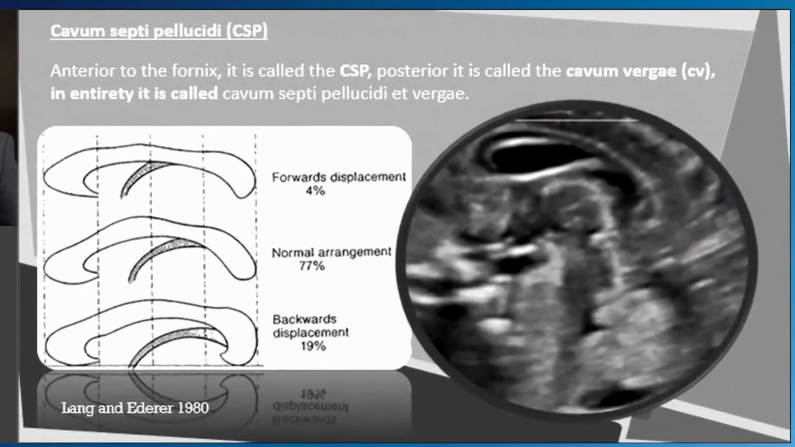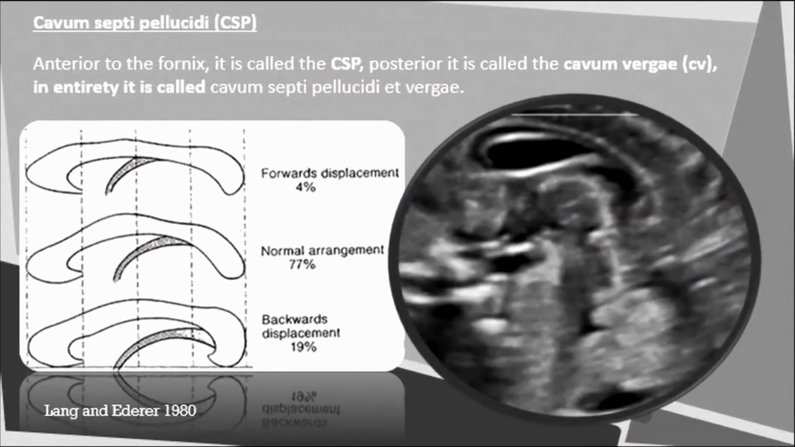What we can see, however, is that the fornix and the body of the fornix is going to divide the cavum septae pellucidi into the anterior portion, and then the posterior portion is the cavum vergae. In its entirety, the structure is called cavum septae pellucidi et vergae. Approximately 80% of individuals will have the fornix crossing the cavum septae pellucidi at the mid portion.